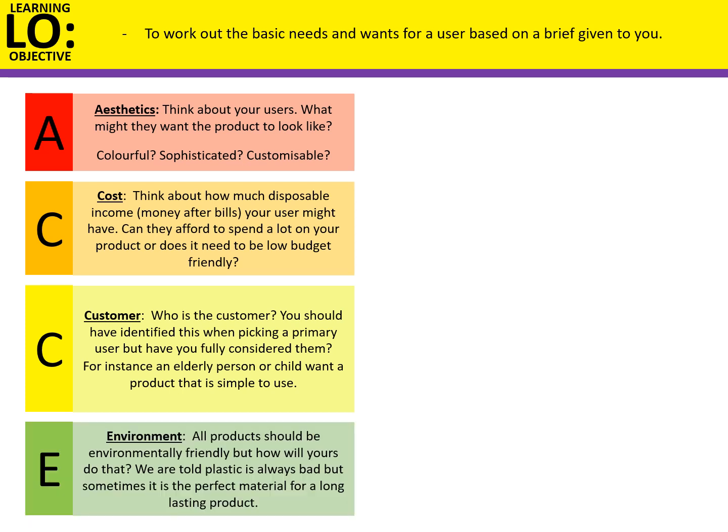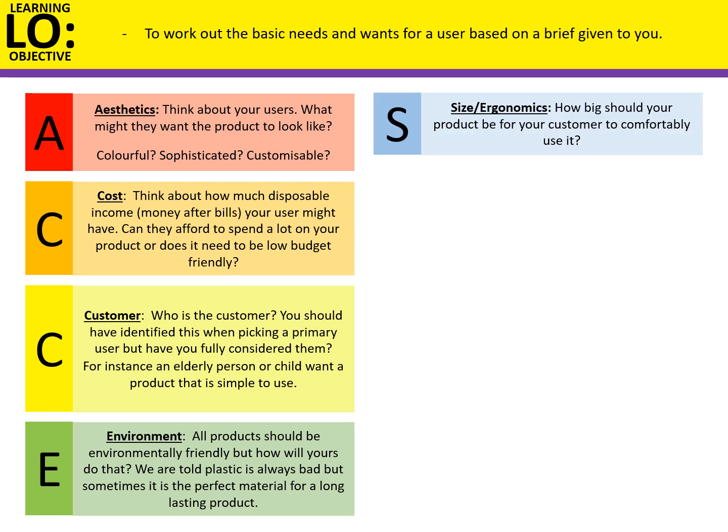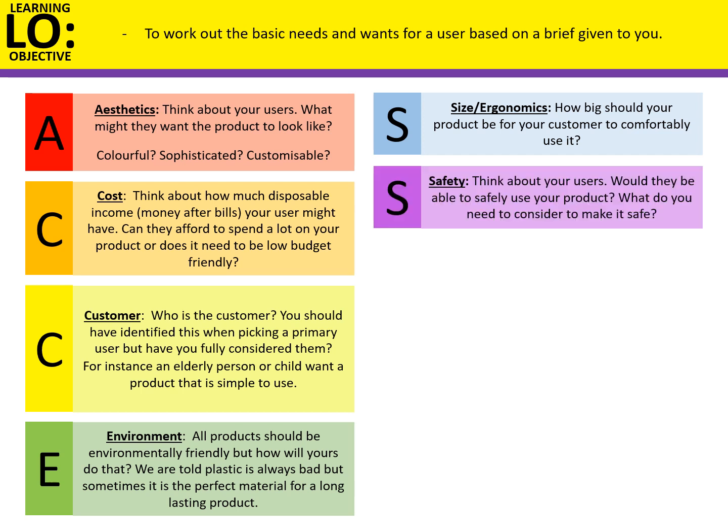Environment. So all products should realistically be environmentally friendly moving forward in today's day and age. But how is yours going to achieve that? We're told that plastic is always really, really bad, but sometimes it's the perfect material for a long-lasting product. An electric toothbrush, for instance, would be pretty poor if it was made out of cardboard. The size or the ergonomics. So how big should your product be for your customer to comfortably use it? You aren't going to make something giant for a child. You probably aren't going to make something with really fiddly bits for an elderly person. Have a think about that.